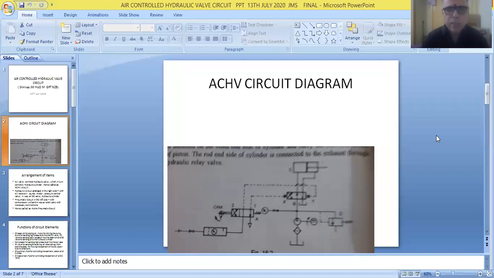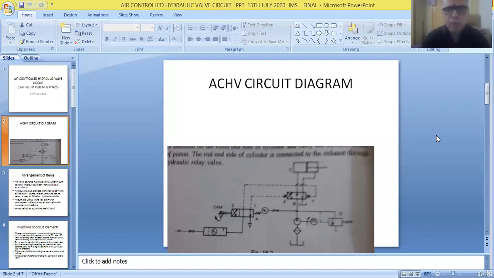The inlet port is connected to the pipeline coming from the hydraulic pump. The first outlet is connected to the first port of the cylinder, and the second outlet is connected to the second port of the cylinder. And finally, the exhaust port of the DC valve is connected to the pipeline that is going back into the reservoir. So totally the valve is having 4 ports: 1 inlet port, 2 outlet ports, 1 exhaust port. Therefore it is called a 4-way hydraulic DC valve.